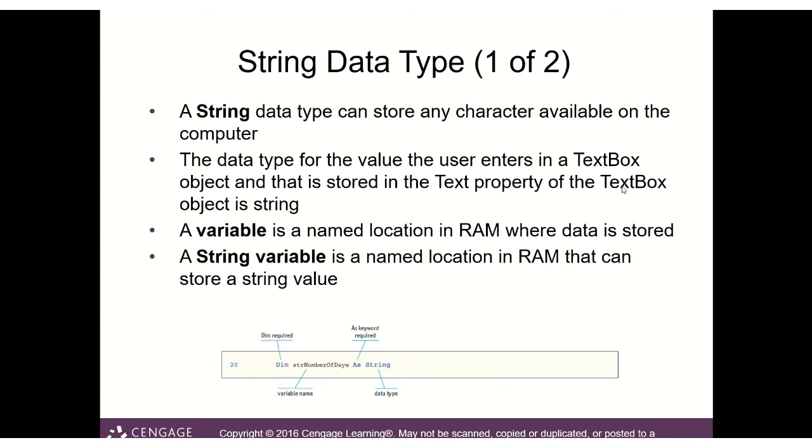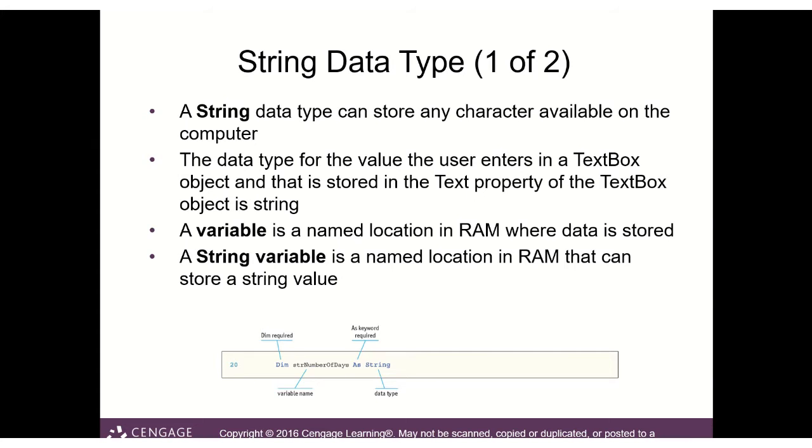A string data type can store any character available on the computer. So if you put an apostrophe, if you put a semicolon, it should be able to accept that. It is arguable whether it is numeric or not. If it is non-numeric, your program will throw an error. That's a different discussion. But a string data type can store any character available on the keyboard of your computer. The data type for the value the user enters in a text box object, and that is stored in the text property of the text box object, is string.